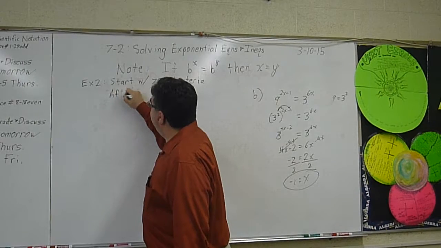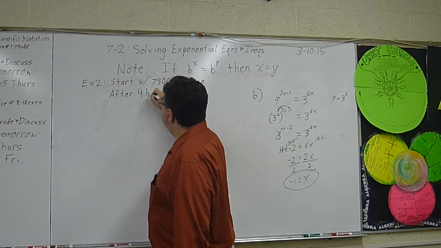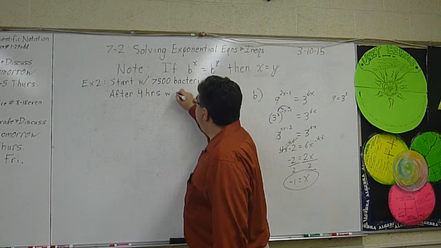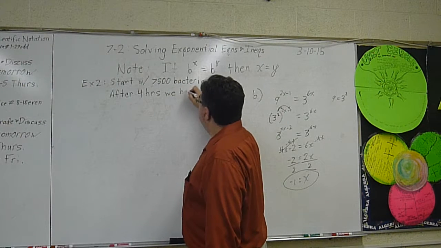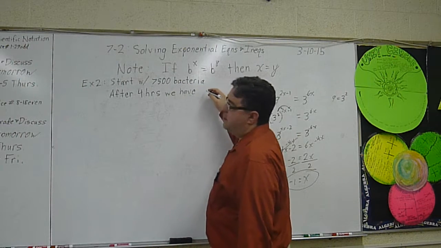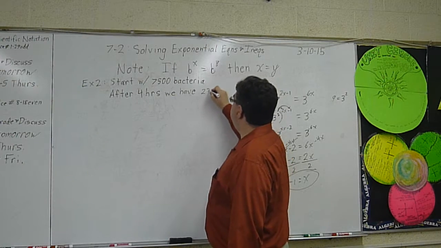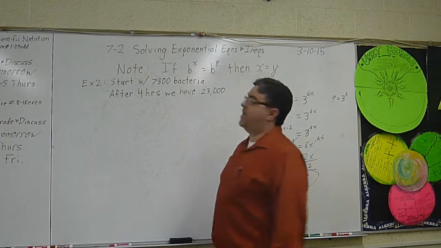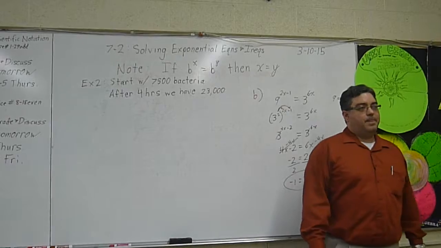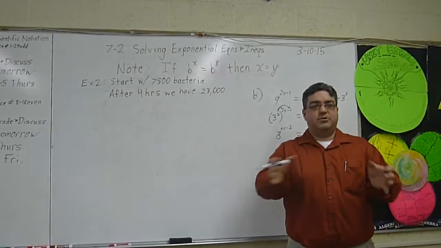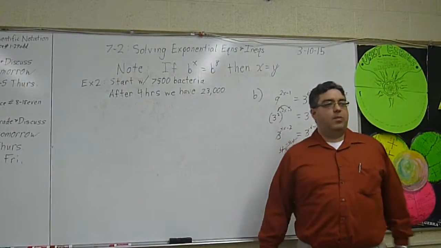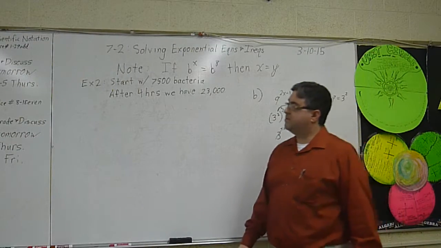And then after 4 hours, we have 23,000 of that same bacteria. So we put it in a petri dish and we let it grow, and it grows to 23,000.